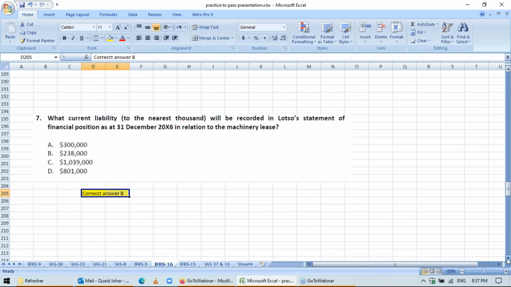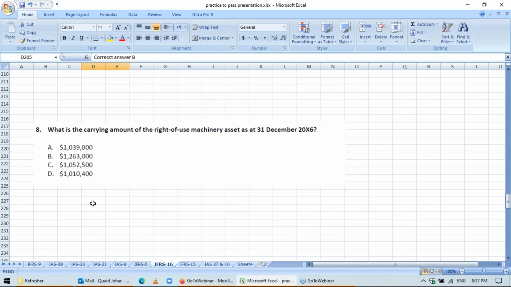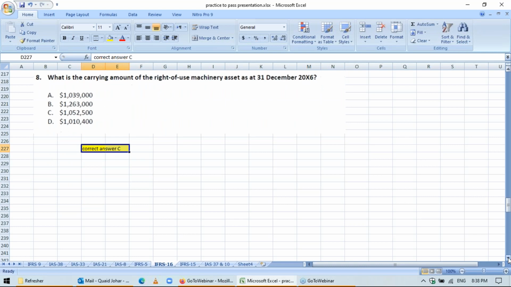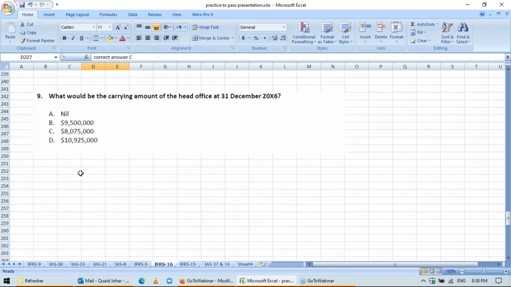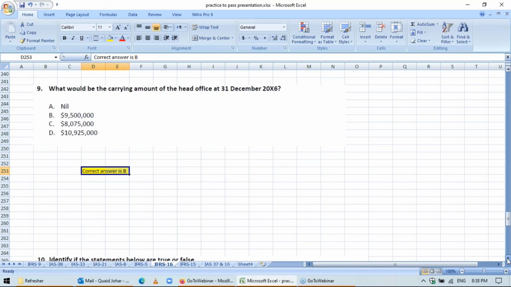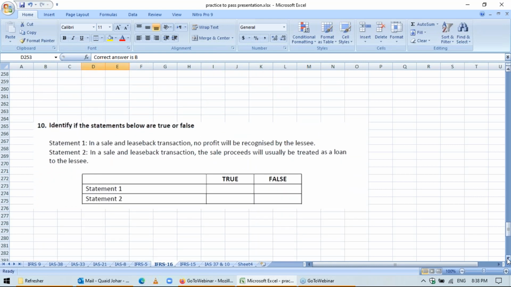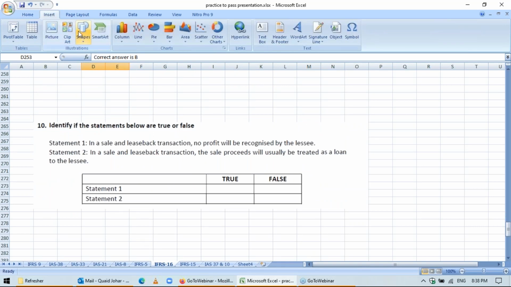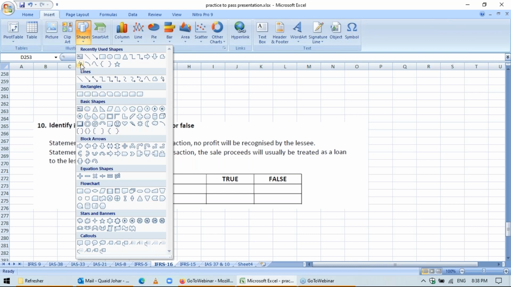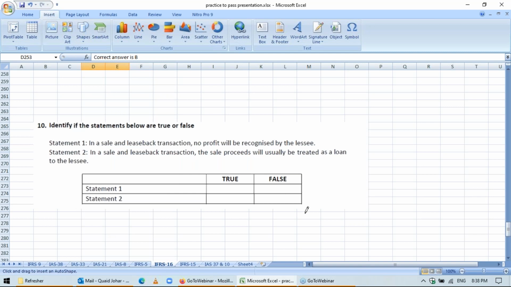Then question number 8 will be C. Question number 9, the correct answer is B. And question number 10. Let's do question number 10 at least.